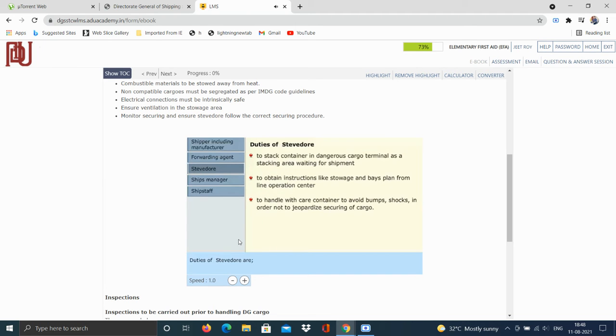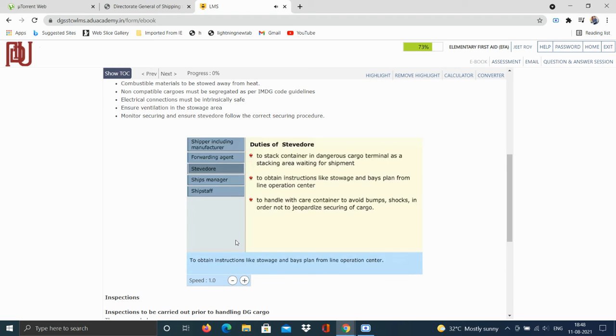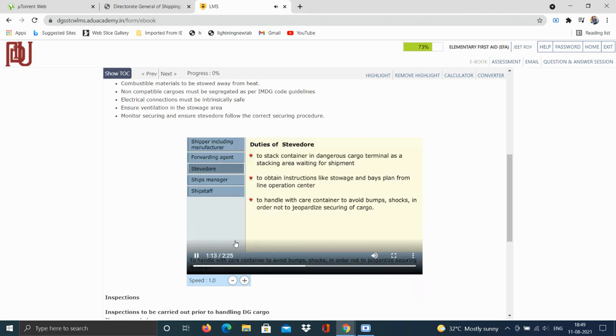Duties of stevedore are to stack container in dangerous cargo terminal as a stacking area waiting for shipment, to obtain instructions like stowage and base plan from line operation center, to handle with care container to avoid bumps, shocks in order not to jeopardize securing of cargo.